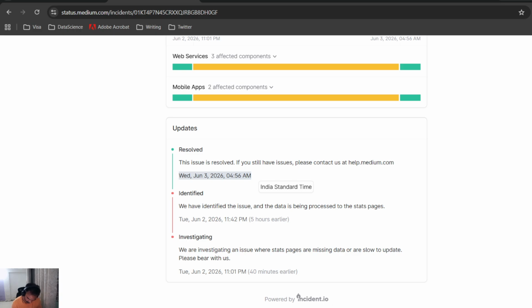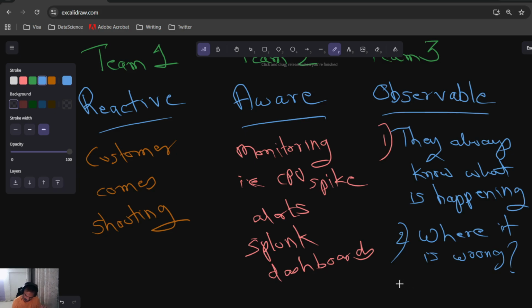So here, they were able to say, we have identified an issue and the data is being processed on the stats page. So they're able to exactly pinpoint where things are wrong. And third, fix it. Okay, so this is how an observable team is. They exactly know where things are going wrong and how to fix it, and everything is in a single place.